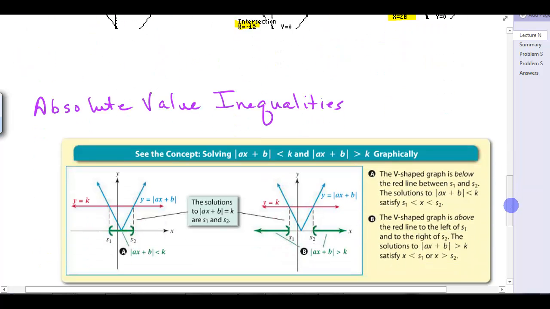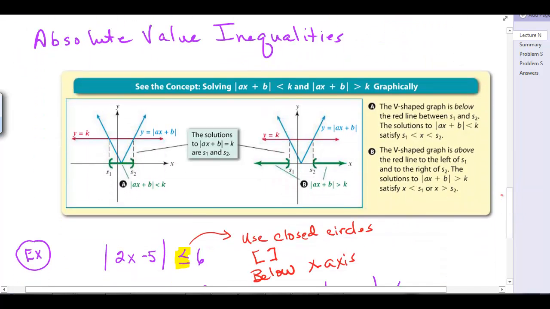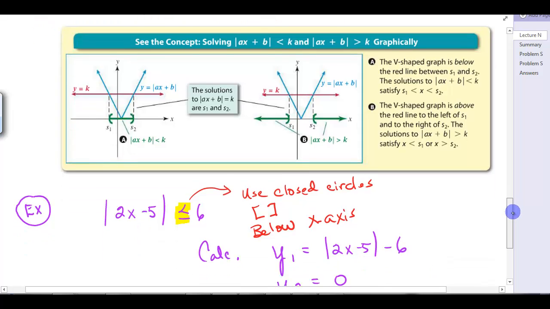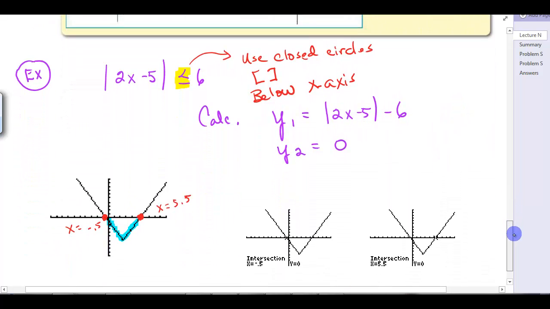Now, for inequalities, you're going to have a whole region. You're going to have an interval that works. Okay? There are some little pictures here, but I think you're going to see it better when we do it on our calculator. So let's go here. All right.